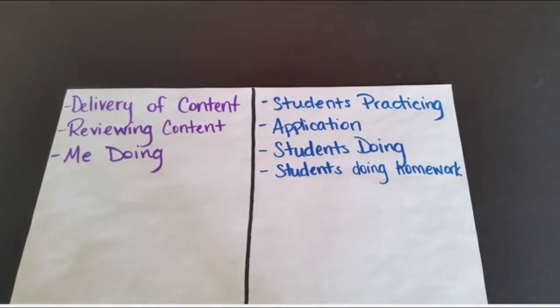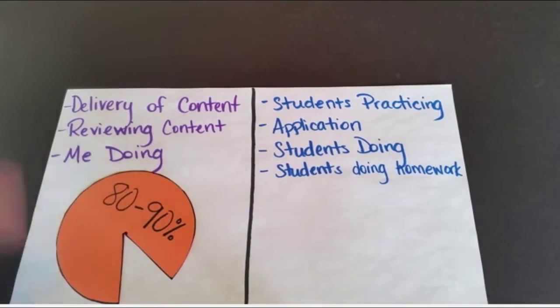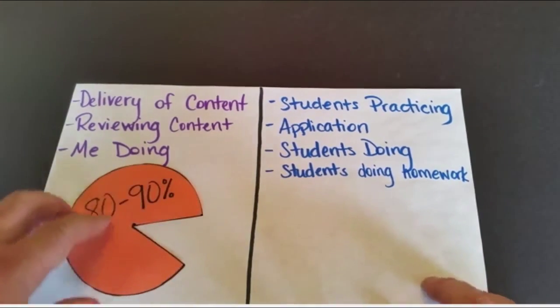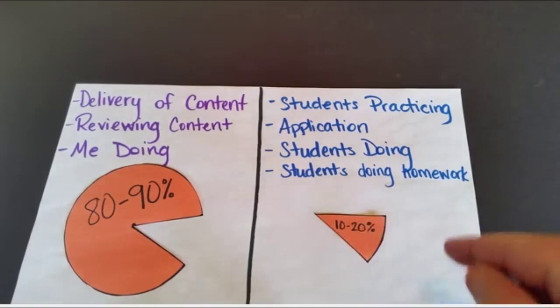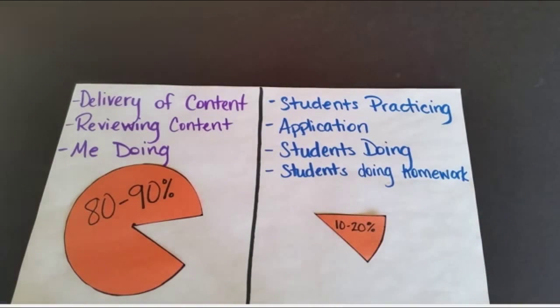So, I flipped my classroom because what I found was that 80 to 90% of the time, I was delivering content, reviewing content. It was me in a lecture format with the expectation that students were writing down every word that was either on a screen or things that I told them that were important to write down. The problem I found with this was that only about 10 to 20% of the time were students actually practicing skills or applying those skills that we learned in class.